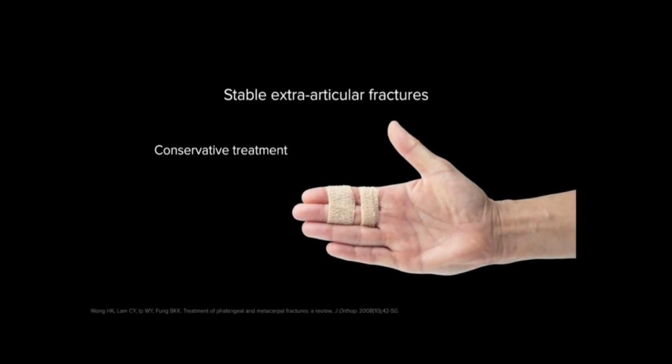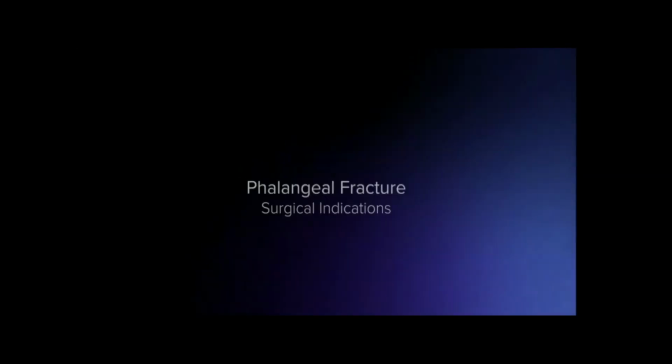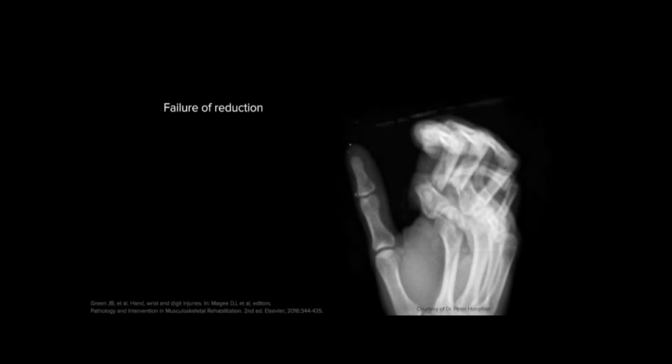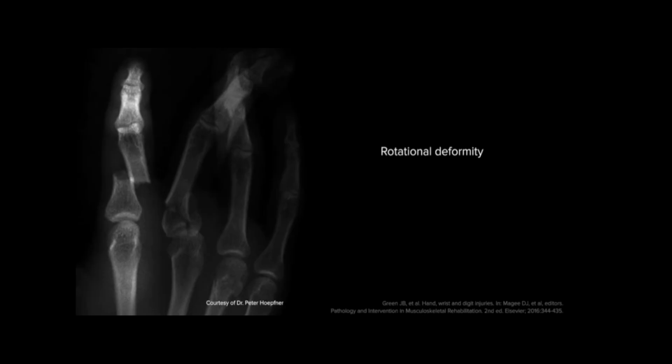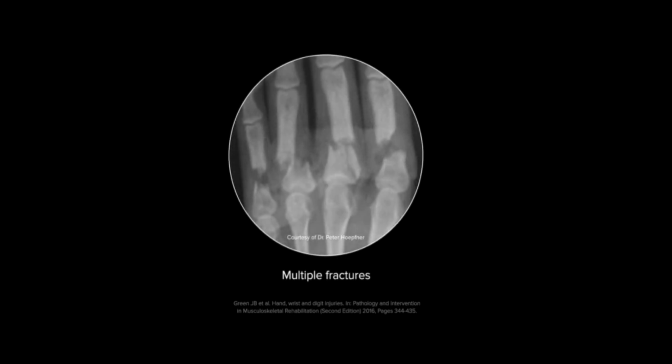Conservative management of stable extraarticular phalangeal fractures include buddy taping with or without splinting or cylinder casting. For unstable extraarticular phalangeal fractures, surgical treatment includes K-wires, tension bands, screws, and plates. Lastly, surgical indications include a failure of reduction with greater than 25 degrees palmar angulation, rotational deformity, greater than 2 millimeters of shortening, displaced long oblique fractures, and an injury with multiple fractures.